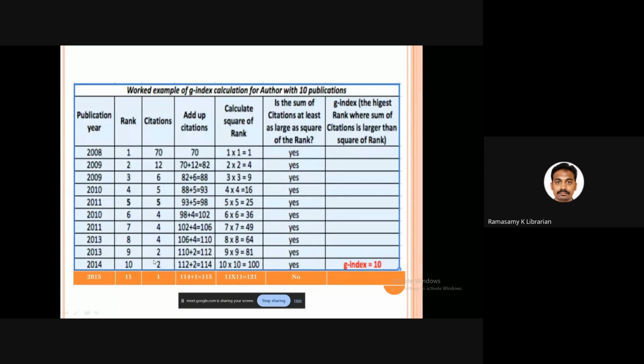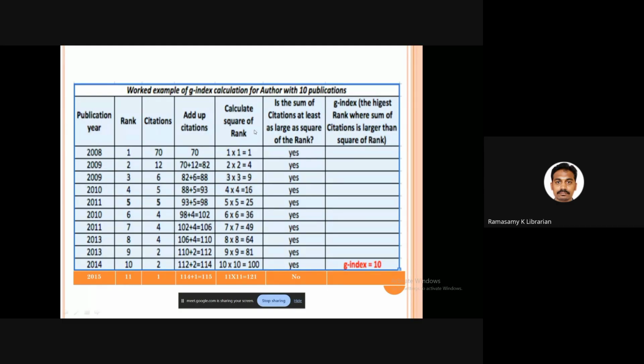Here two things are important. One is we are going to find out the cumulative citations, and secondly we are going to square the rank which we have assigned to each and every paper. And here we are going to compare not the rank and citations, but the cumulative citations and the squared rank. That's the difference between H index and G index.